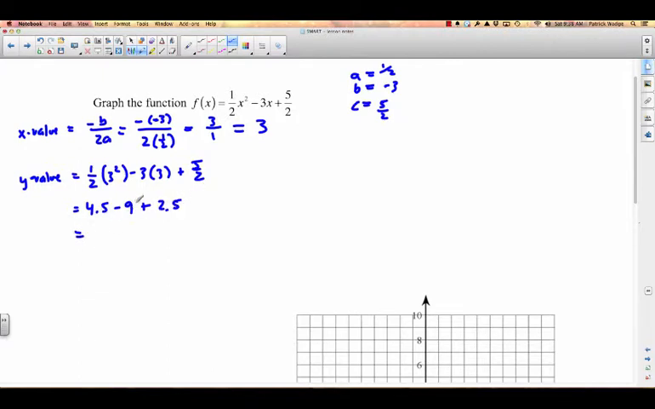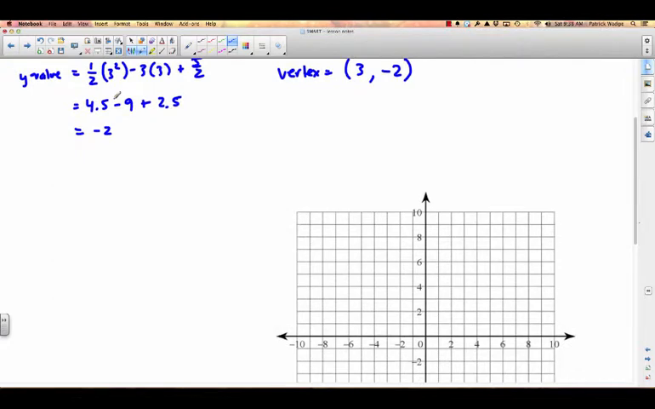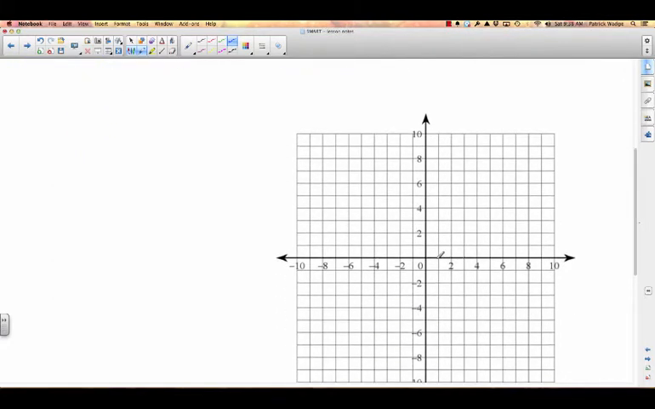4.5 take away 9 is negative 4.5, plus 2.5 is negative 2. There you go, there's the y value, negative 2. So my vertex is 3, negative 2. Alright, remember we're graphing this, so that's a great point to know. The vertex is 3, negative 2. 1, 2, 3, negative 2, 1, 2.